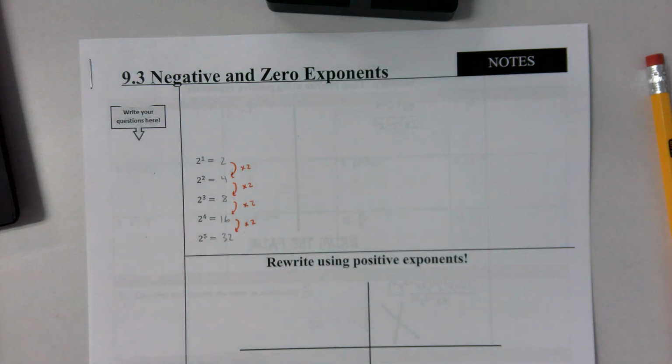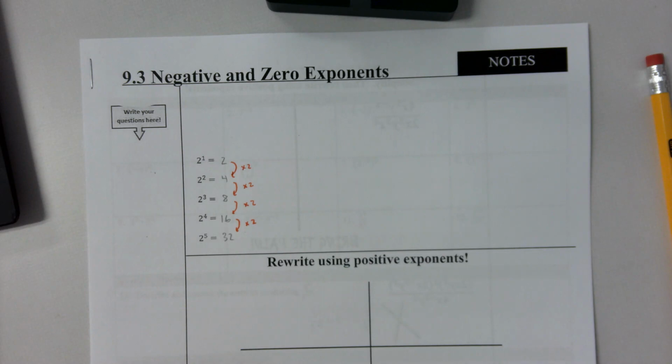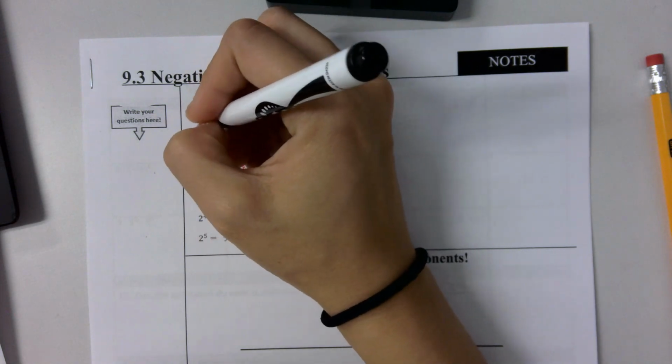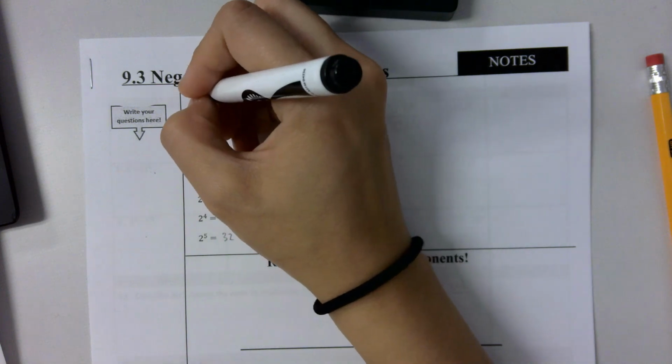So what we want to figure out is what happens when we go down, when we have exponents that are zero or less. So we have 2 to the 0, 2 to the negative 1, 2 to the negative 2, 2 to the negative 3.